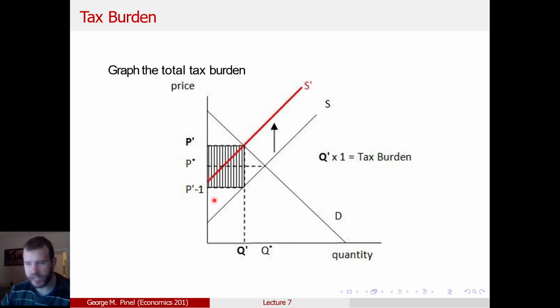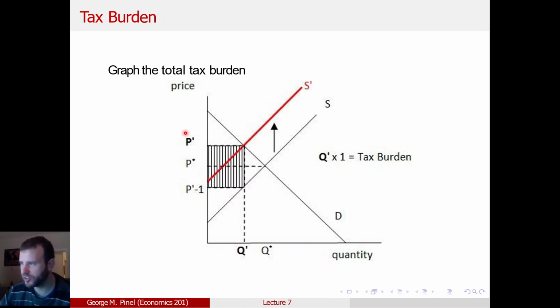So down here: producer surplus, producer tax burden, consumer surplus. This whole rectangle is tax revenue or tax burden. This and this are your deadweight losses from consumers and from producers, respectively.